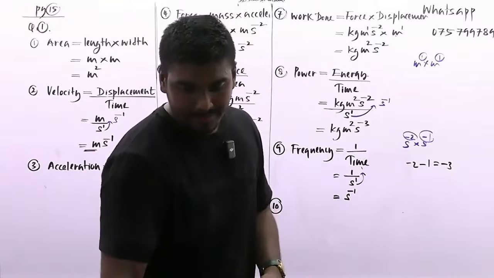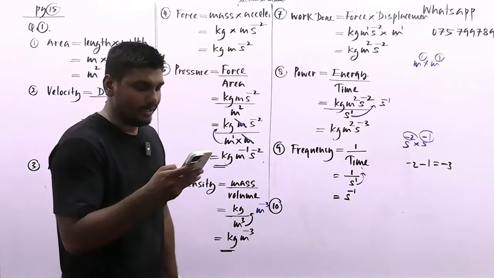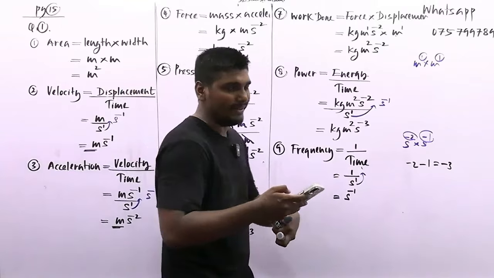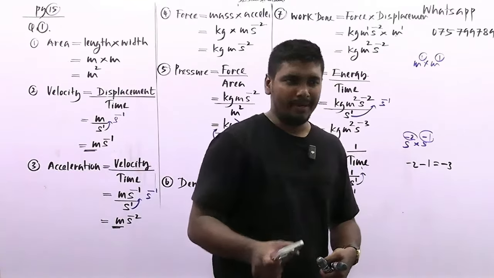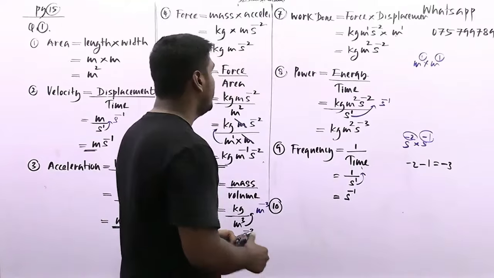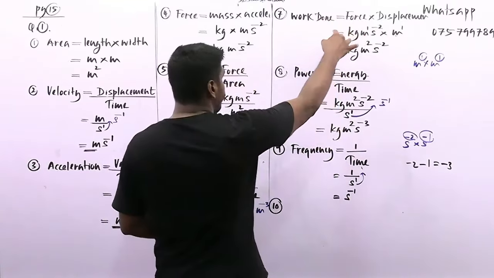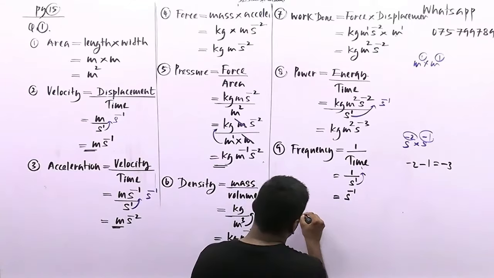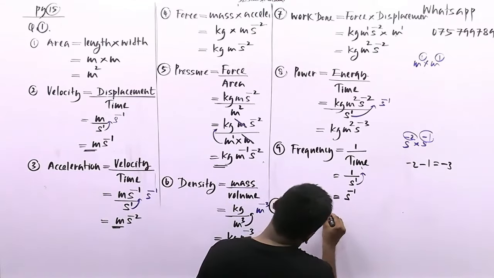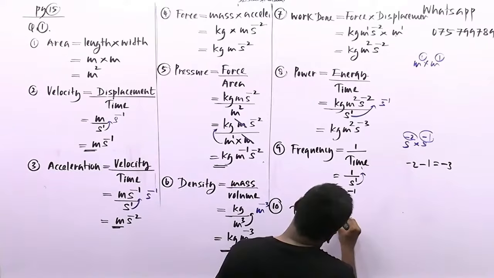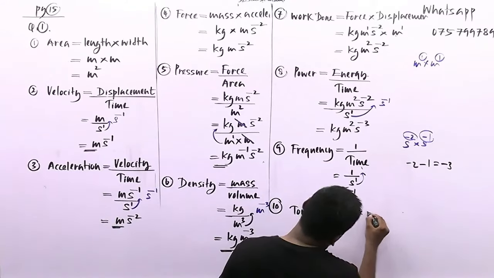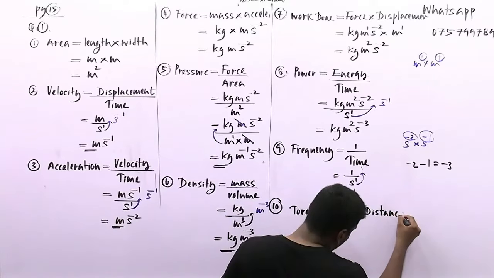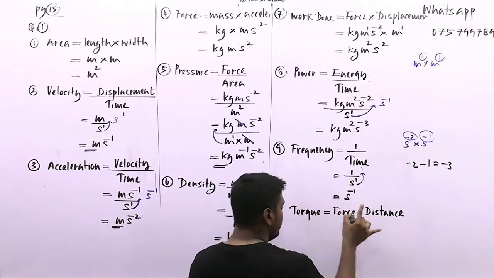The 10th one is torque equals force into distance, the perpendicular distance to the force. That means torque is force into perpendicular distance. Same story, same idea. Torque equation: torque equals force into perpendicular distance only, but we'll write it like this.